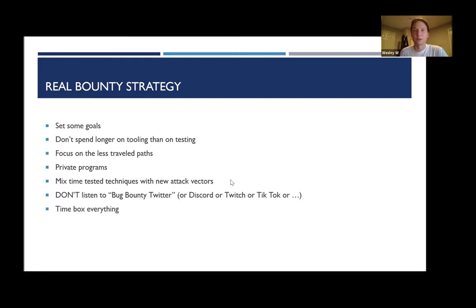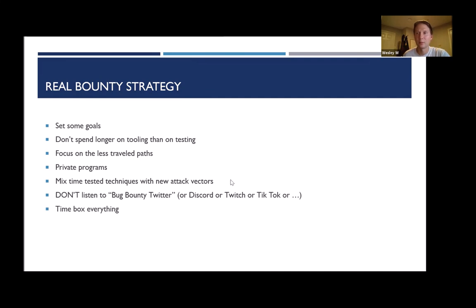Also, the more difficult and frustrating it is to use a portion of a website or a portion of an application, the more likely it is that no one's actually tested that part of it, and probably that no one even understands that part of the application. So if you're testing a bank and you test, you know, sending money from one account to another, that's probably really well tested.